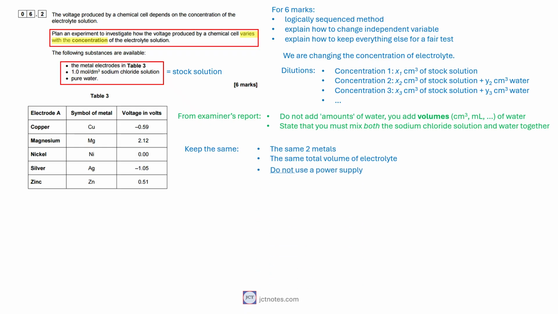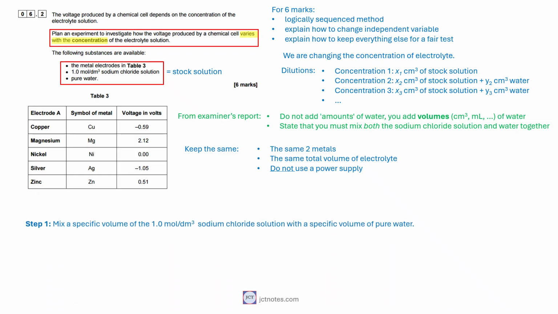Finally, ensure you don't confuse a chemical cell with an electrolysis setup. The examiner warned that several students mistakenly included a power supply in their plan. A chemical cell generates electricity from chemical energy, so you absolutely do not use a power supply. You simply connect your 2 electrodes directly to a voltmeter to measure the voltage produced. So, here is a logically sequenced, step-by-step plan that guarantees all 6 marks.